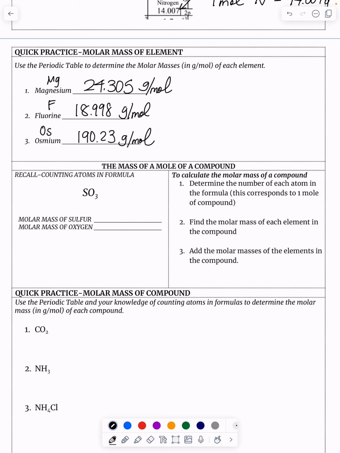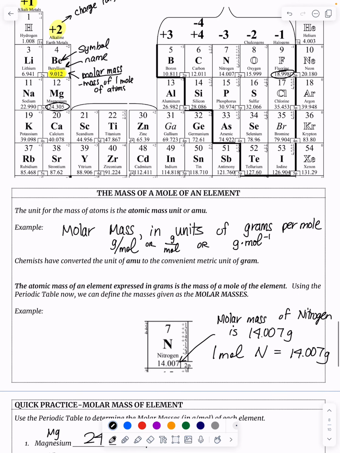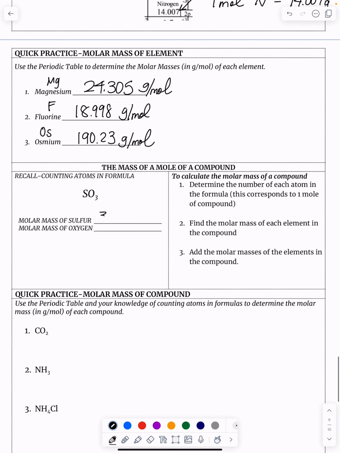Eventually, what we're going to have to do is we're going to have to get the mass of a mole of a compound. So let's do that through an example of SO3. So SO3 has, if I look up the molar masses of sulfur and oxygen, sulfur's molar mass is 32.066 grams per mole, and oxygen's is 15.999 grams per mole. If I look at the sulfur trioxide, or the SO3, there's 1 S atom and 3 O atoms.